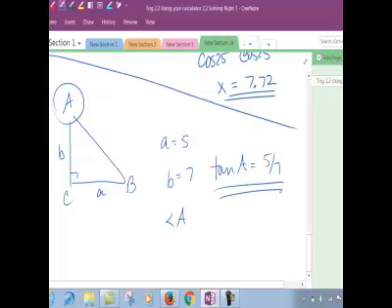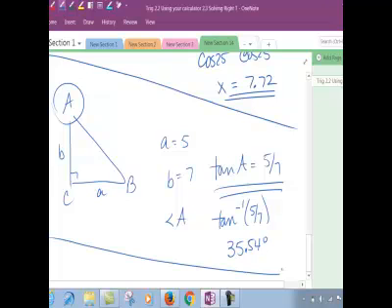So back to the top of this, when the angle is missing, we ask the calculator to tell us what angle has a tangent of 5/7, and we put that into our calculator, and we get 35.54 degrees.